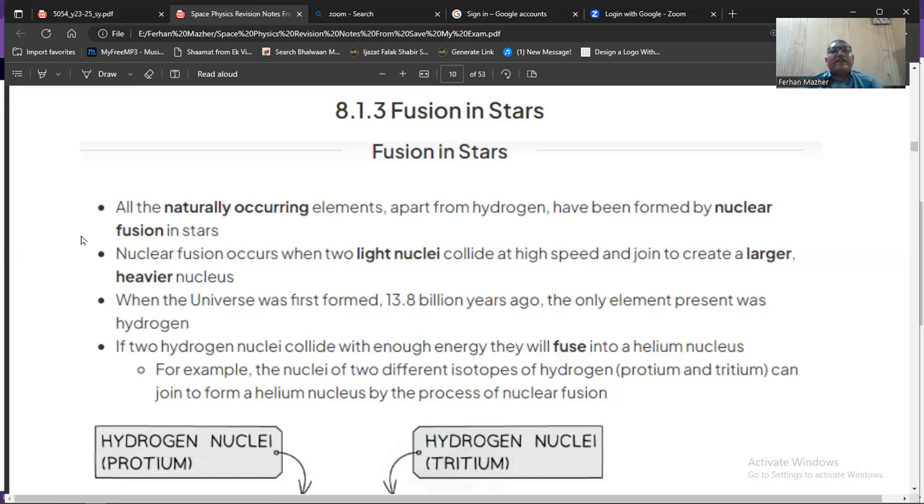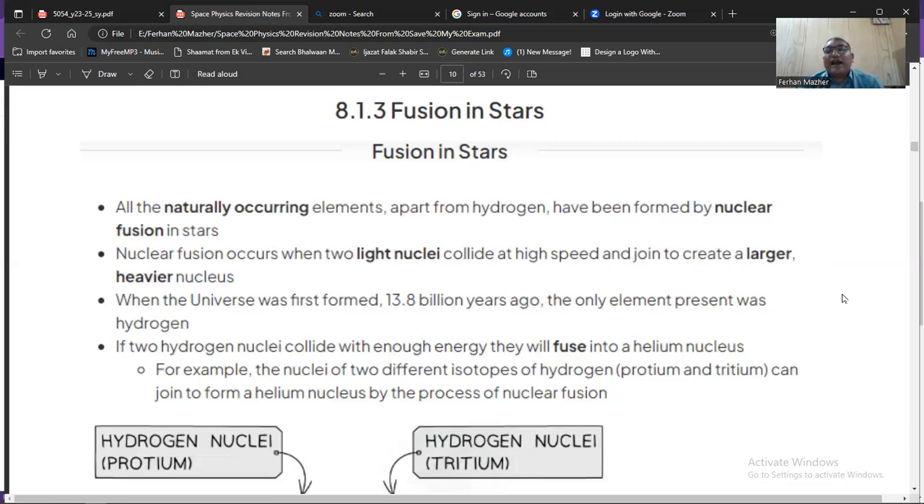All the naturally occurring elements apart from hydrogen have been formed by nuclear fusion in stars. Nuclear fusion occurs when two light nuclei collide at high speed and join to create a larger, heavier nucleus. When the universe was first formed 13.8 billion years ago, the only element present was hydrogen.